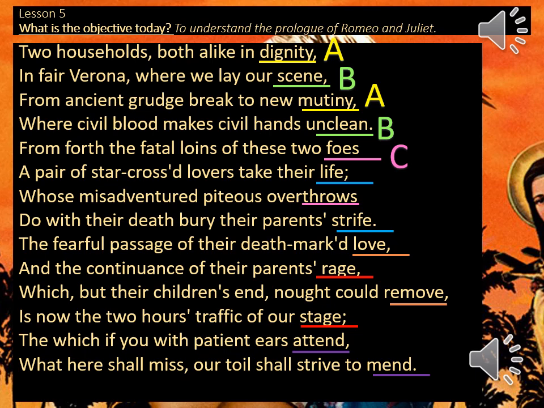Then moving down, the word foes doesn't rhyme with unclean, mutiny, scene, or dignity, so that now becomes line C. Life, again, doesn't rhyme with anything before, so it becomes line D. But when we get to the line that says overthrows, that rhymes with foes, so that's also line C. And strife rhymes with life, so that's line D, and so on. So what we end up with is an alternate rhyme scheme: AB, AB, CD, CD, EF, EF, until we get to G, where we've got a rhyming couplet, two lines after each other that rhyme: attend, mend.